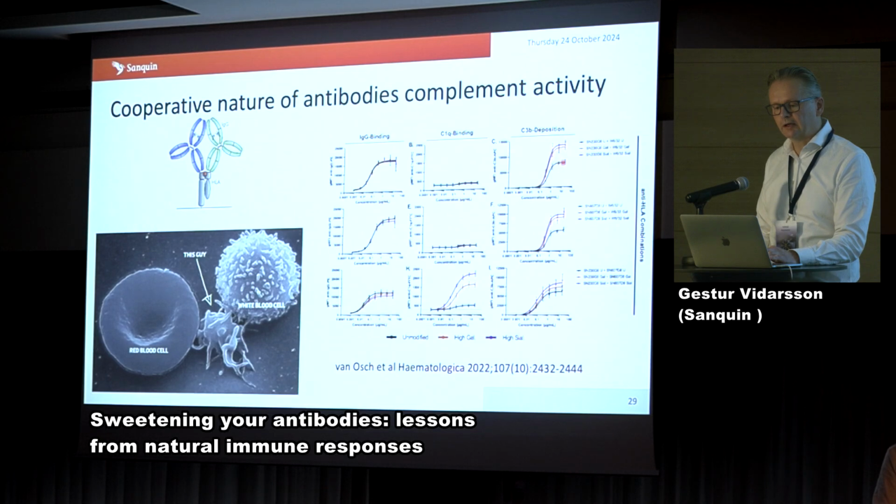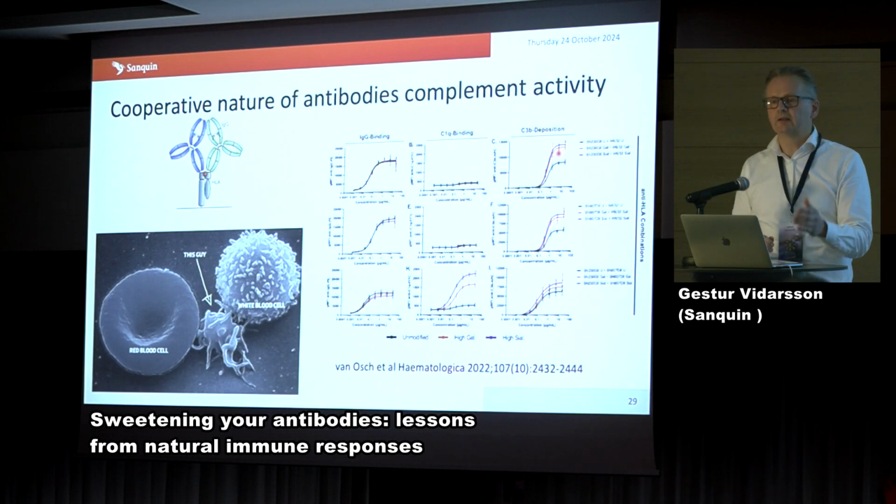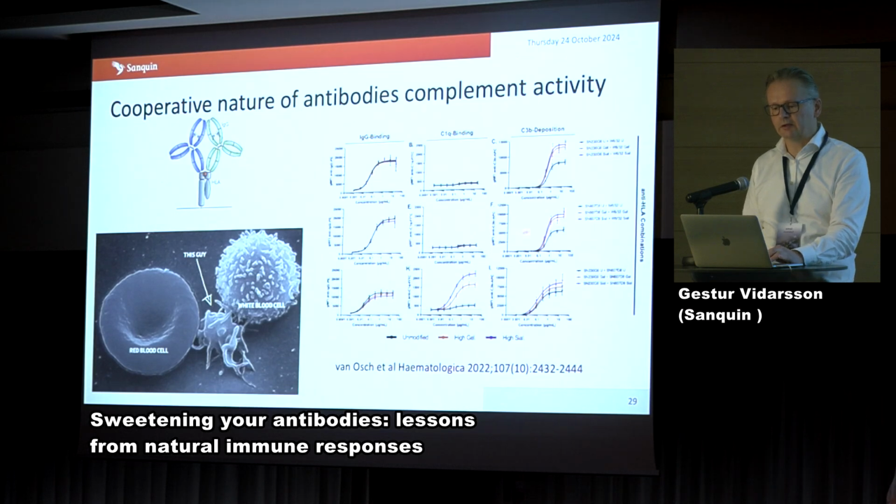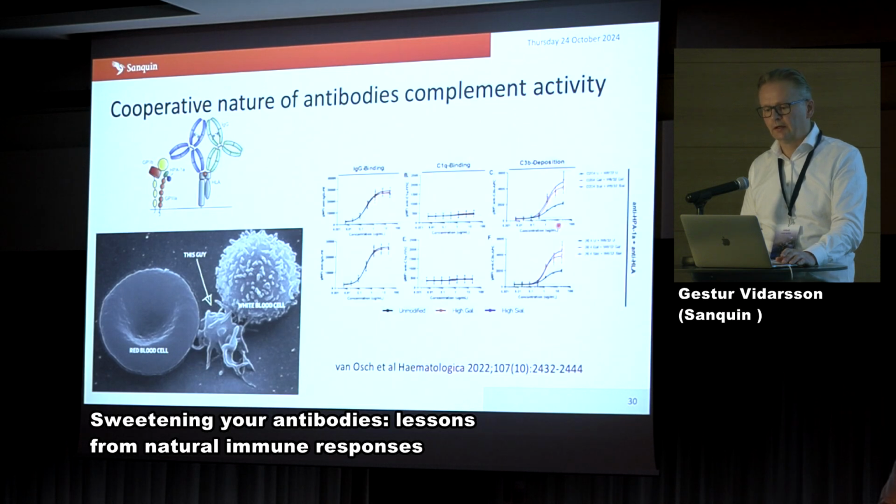So these are non-engineered antibodies. If you enhance galactosylation, you see that enhanced galactosylated antibodies are really enhancing C1q binding and also downstream C3 activity. And sialylation on top of this doesn't do anything, basically. And this is the same case with anti-HPA1A antibodies.